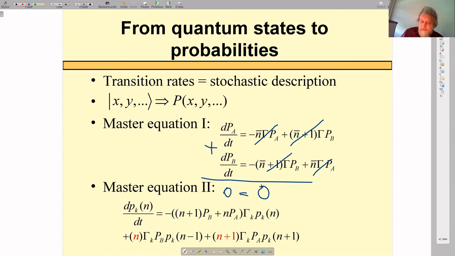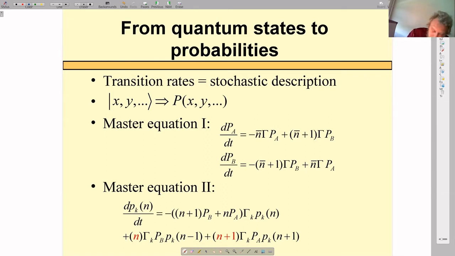Let me have another equation. And this will be for the probability to have a certain number of bosons in a given mode. Okay, k is a given mode. Sir, how can I derive the master equation for this situation?